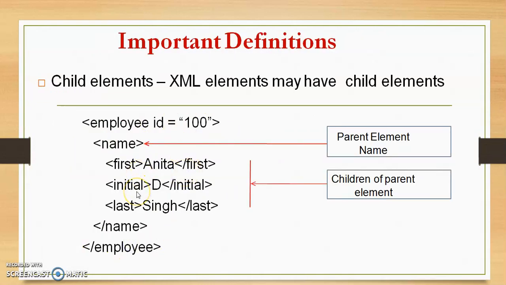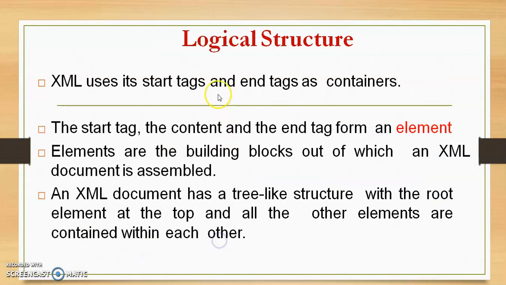Here the first tag and last element are the siblings or the children of the parent element. In the employee tag, you have the attribute name as ID and the value is 100 specified in double quotes. And you have the closing of the name element and employee element. XML uses start tags and end tags as containers. The start tag, the optional content and the end tag form the element. Elements are the building blocks out of which an XML document is assembled.